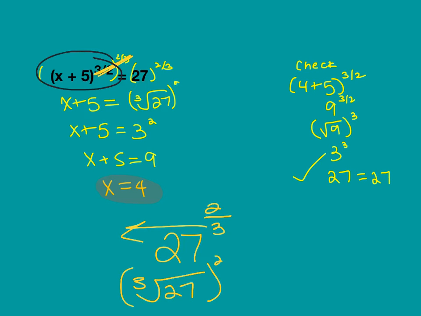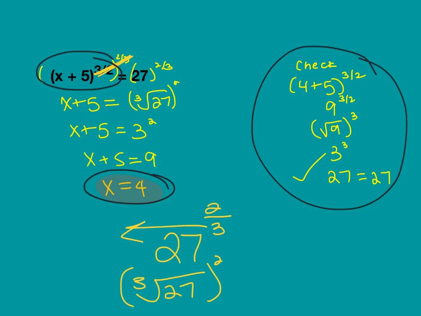There is technically a square root here, even though it's disguised as an exponent. So anything with a square root, you also need to check. You want to take this answer and plug it back in. So that's what this work is. 4 plus 5 is 9. 9 to the 3 halves would be the square root of 9 cubed. 3 cubed is 27, and 27 equals 27, which is the right side of your equation, so you know it works. So the answer here is 4.